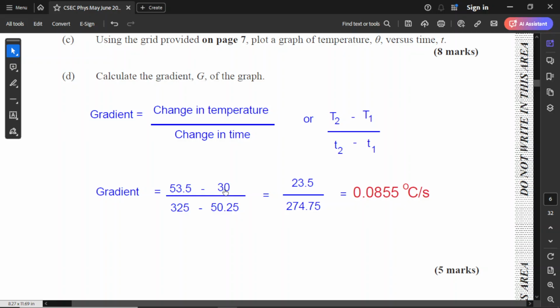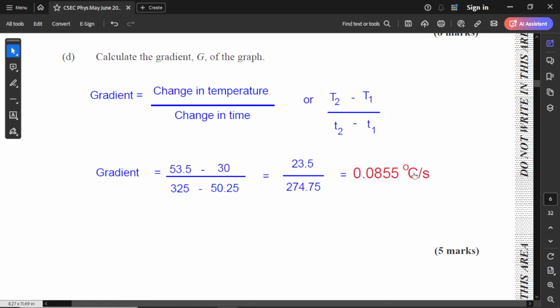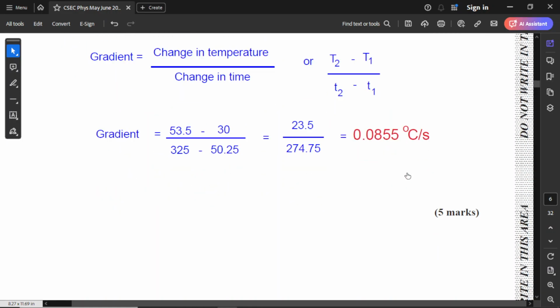All right, so that is very important right there. And so when we work this out, we have 0.0855 degrees Celsius per second. And the reason why we have that again is because the y-axis represents temperature and the x-axis represents our time. So therefore, the unit for the gradient here is degrees Celsius per second.